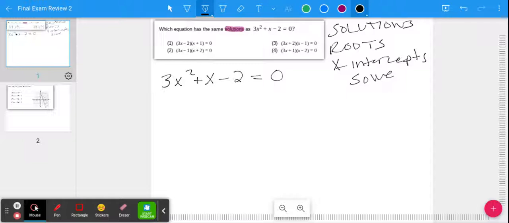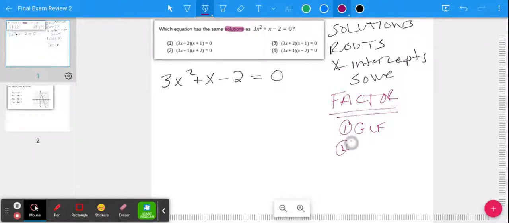Now, if I take a look at my answer choices, I notice my answer choices are products of binomials. So I'm seeing two sets of parentheses being multiplied. When I see that, that's an indication to me that we're going to have to factor. Now remember, there are different methods of factoring. The first thing we always check for is a GCF. But there's no GCF here. I don't see a number that goes into all of these.